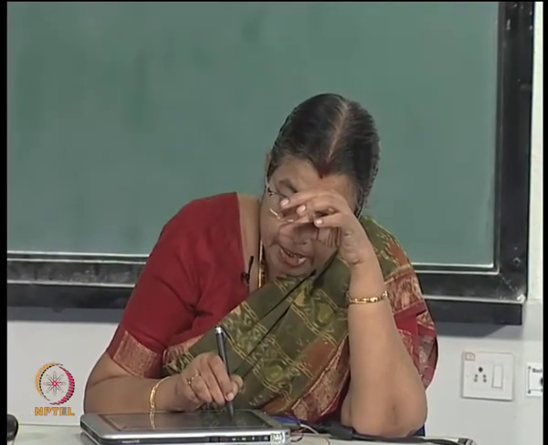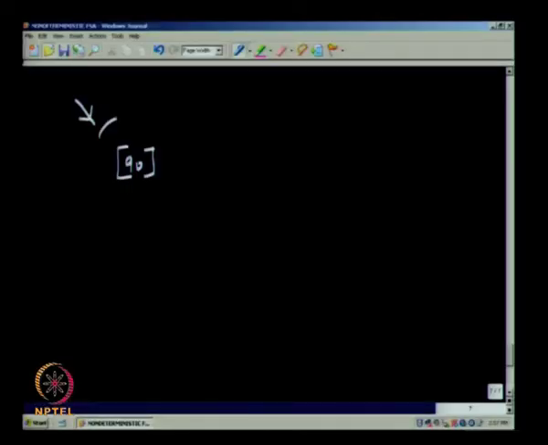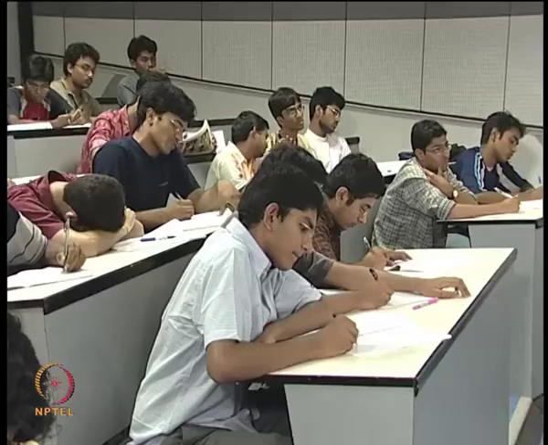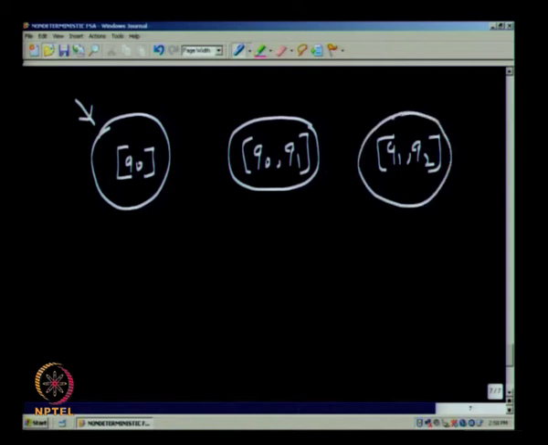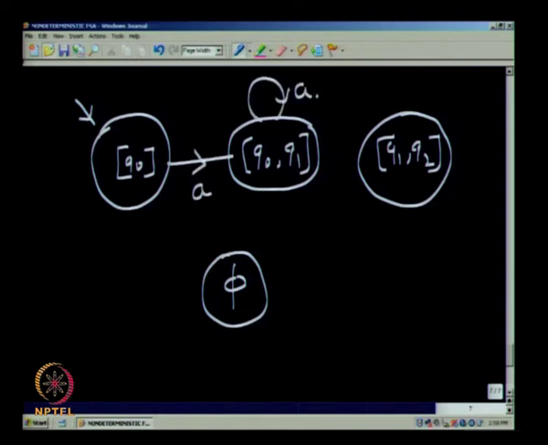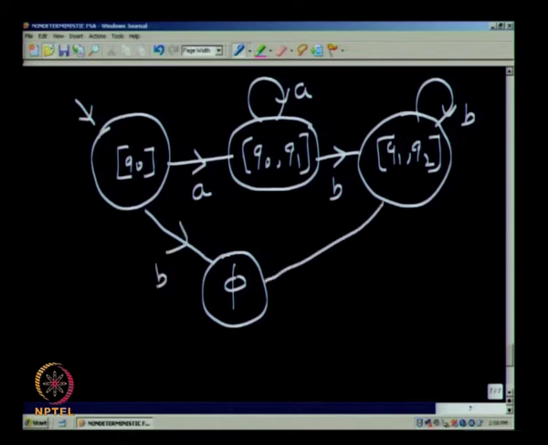it will be like this: Q0, Q0 Q1, Q1 Q2, and the empty state. The transitions will be like this: a, b, b, b, a, b.